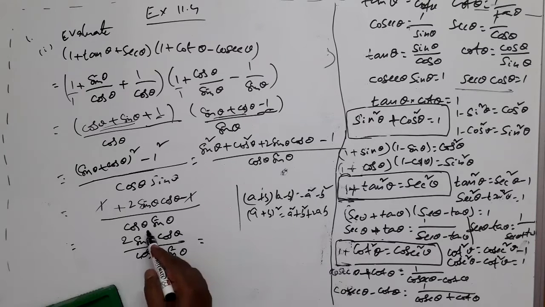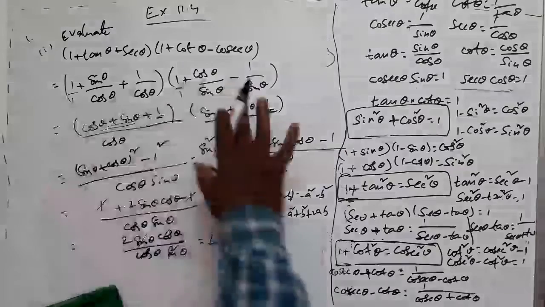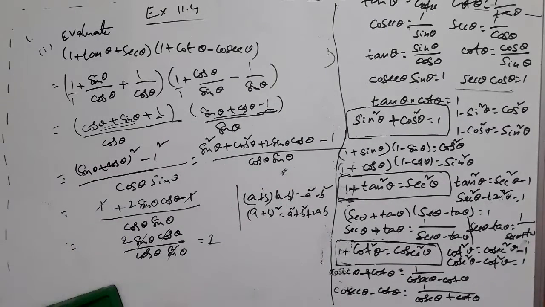That's all. Sin theta sin theta get cancelled, cos theta get cancelled. What is remaining? 2. So the value of that expression is 2. That is how you have proved. Now, have you used specific values for angle theta? No. Generalized. In general you have proved this.